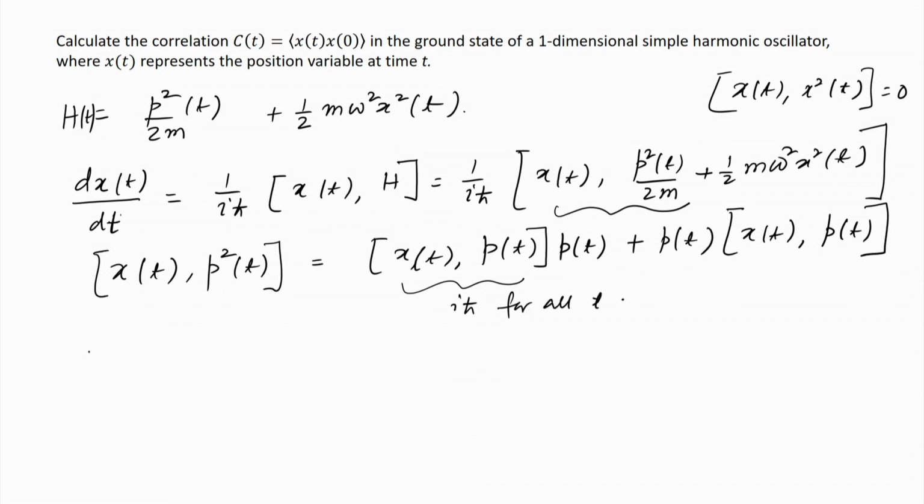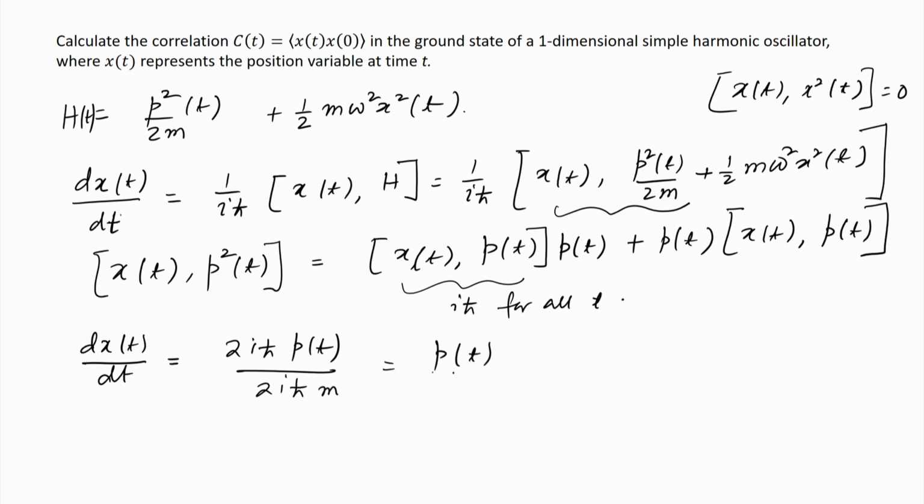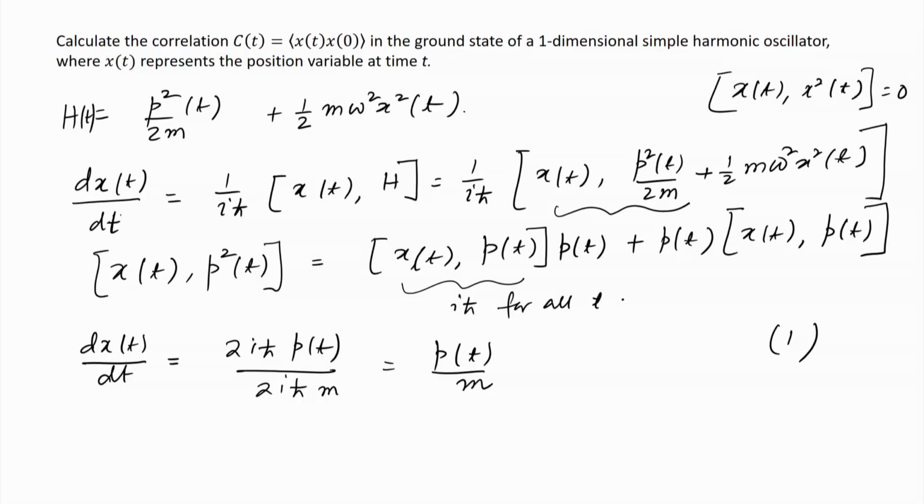So, dx/dt is equal to 2iħ p of t divided by 2iħ m. So, this is equal to p of t by m, and let us call this equation 1. So, the evolution of the space variable for a harmonic oscillator is equal to the momentum divided by the mass.